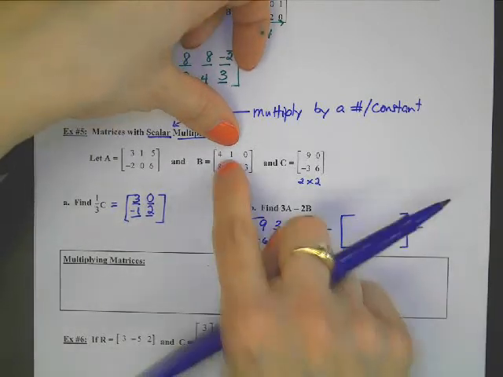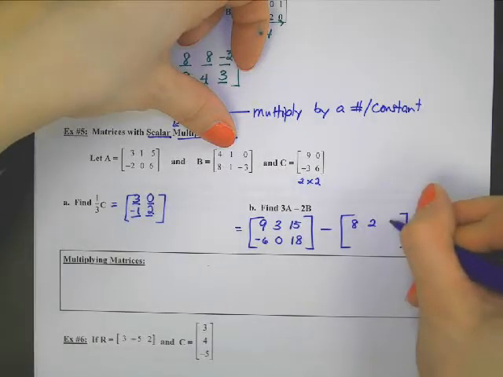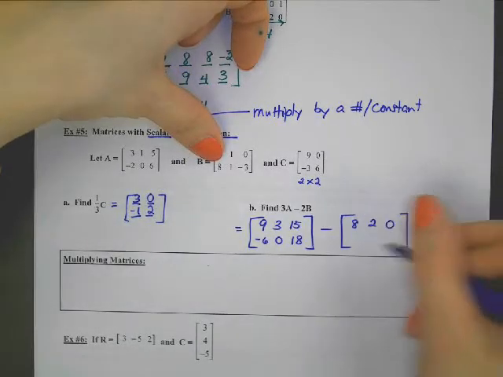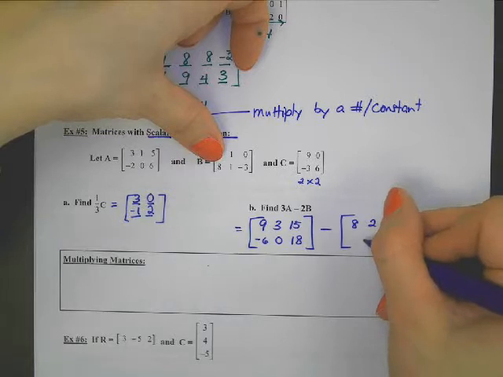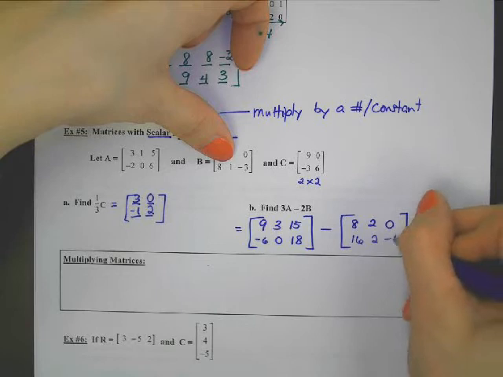So let's put all the entries for 2 times B. That's going to be 8, 2, 0. Let's multiply the bottom row here by 2: 16, 2, and -6.